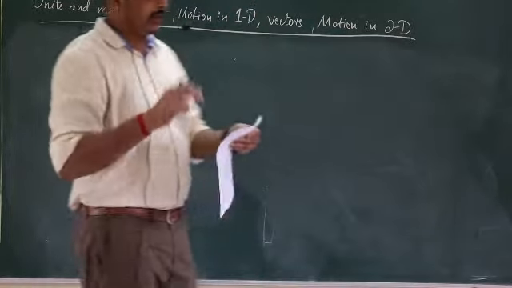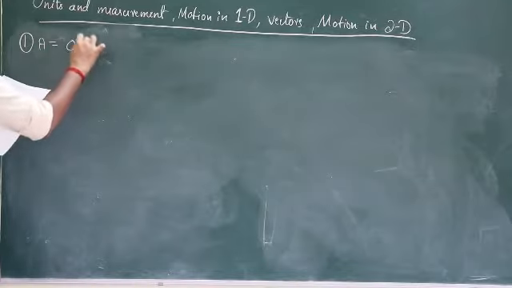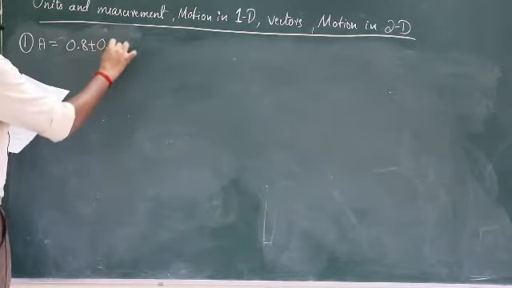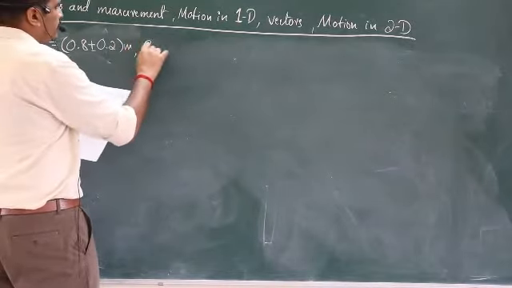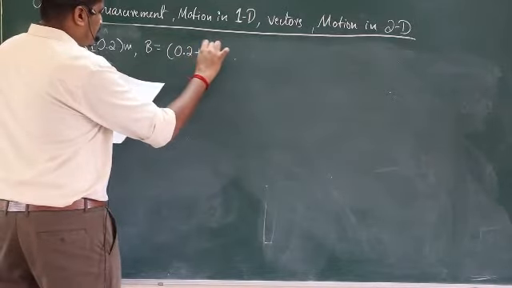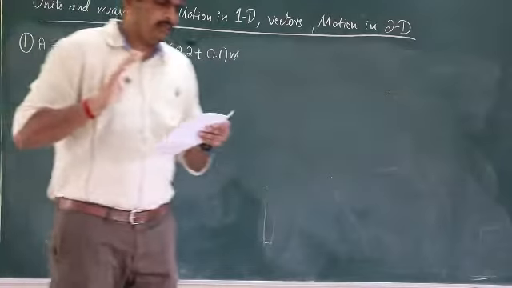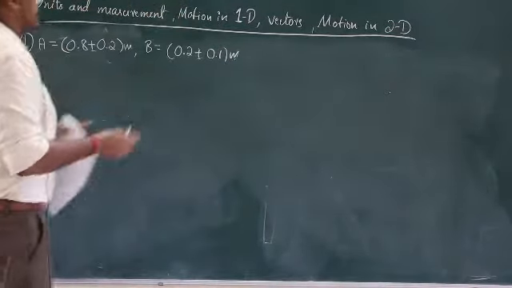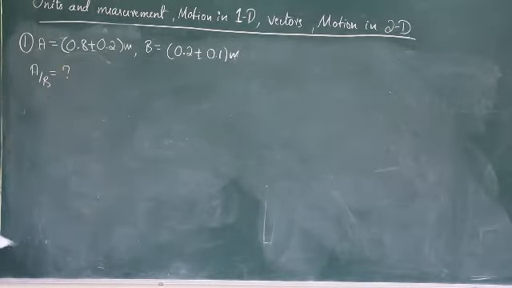You measure two quantities. Question number 1. You measure two quantities: A equal to 0.8 plus or minus 0.2 meter. Next, physical quantity B is also mentioned along with its error: 0.2 plus or minus 0.1 meter. We should report the correct value of A by B, in the sense their ratio. That means A by B correct ratio is equal to what? That is the question now.